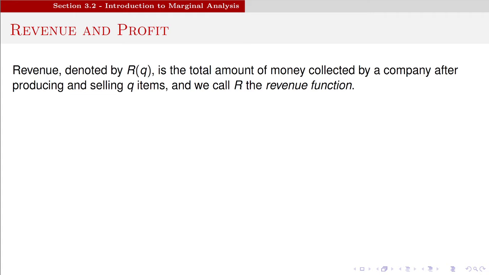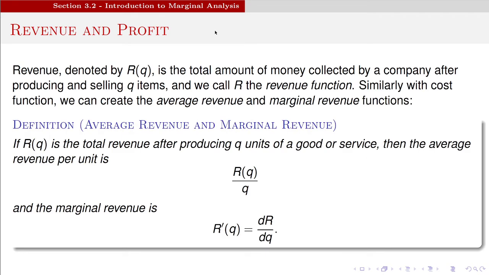So this is basically the amount of money in the register at the end of a day of sales, let's say. So this is before you subtract your costs, before taxes and all that. So this would be the revenue function. With the revenue function, we can create average revenue and marginal revenue, just as we did with the cost function. Average revenue being the total revenue function divided by Q, and the marginal revenue being the derivative of the revenue function.